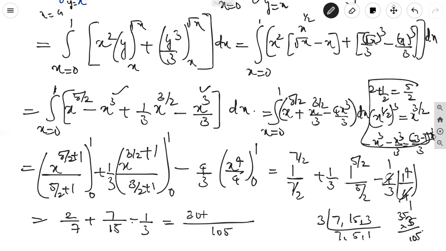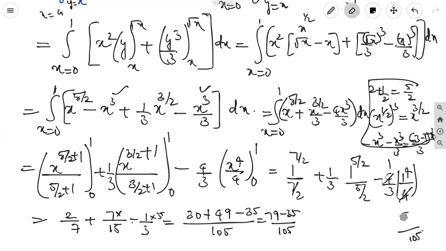15 2s are 30. 15 is there. 15 7s are 105. 7 7s are 49. Minus 3 is there. 7 5s are 35. Minus 35. Here the second one is the plus. 79 minus 35 by 105. It is equal to 44 by 105 is the answer.